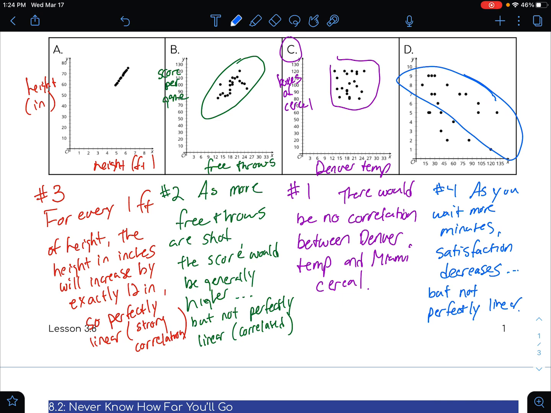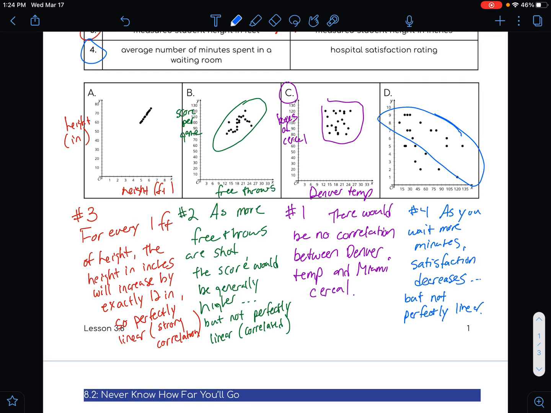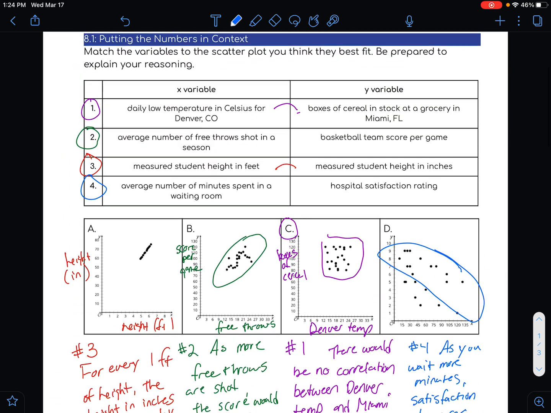So hopefully, in reasoning through that, it makes sense that those graphs are the most appropriate matches for the variables listed.